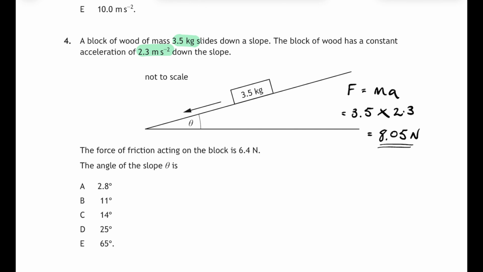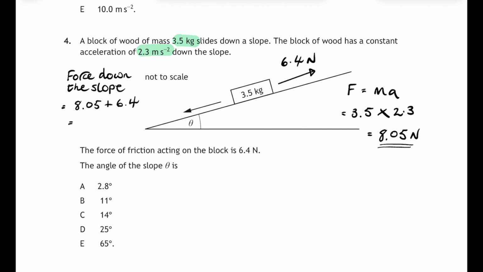And now let's think about all the forces that are acting on the block. The friction, which is opposing its motion down the slope, is 6.4 newtons. The unbalanced force acting on it is 8.05 newtons. So the total force down the slope must be the 8.05 plus the 6.4 to give us a force down the slope of 14.45 newtons. Don't round that, and let's put it on the diagram. So 14.45 newtons is the force acting down the slope.